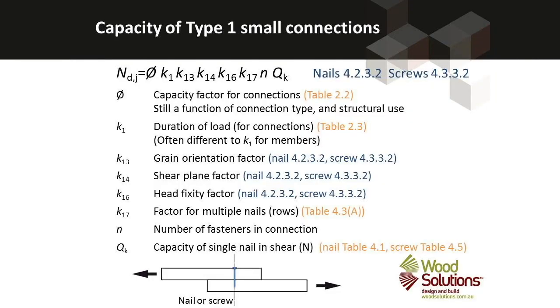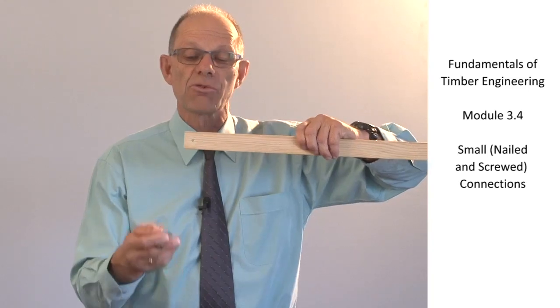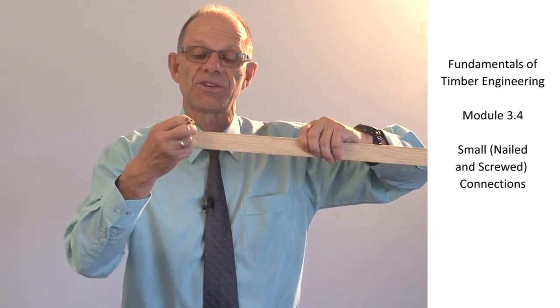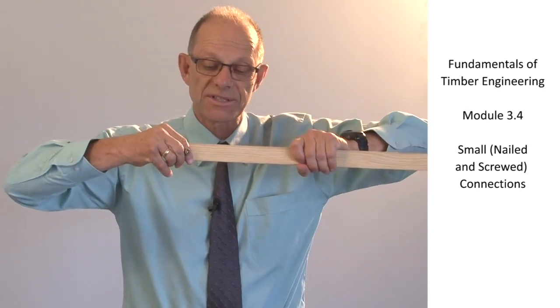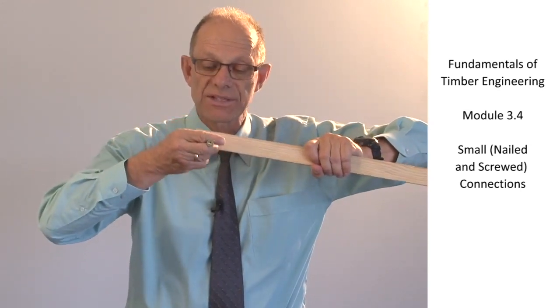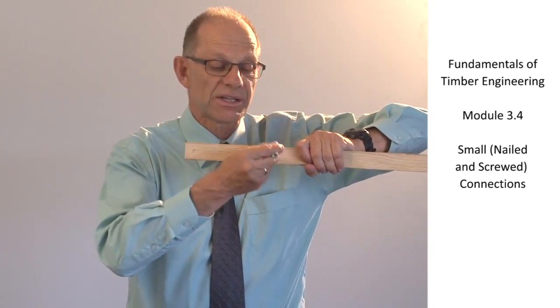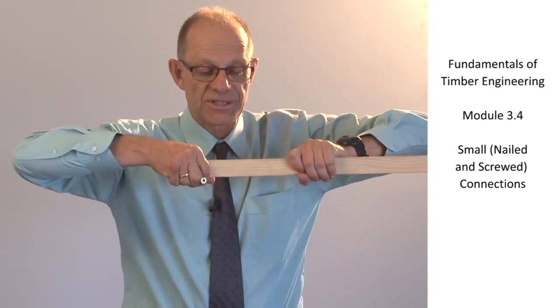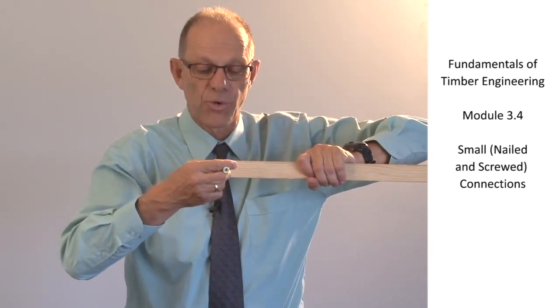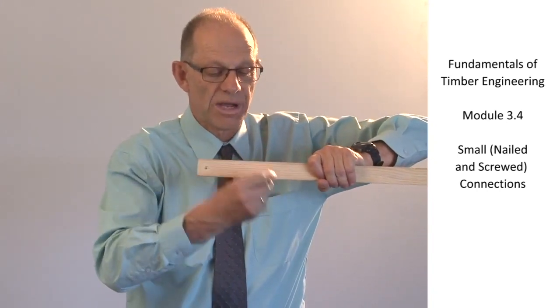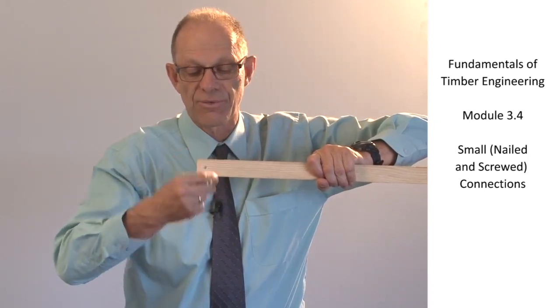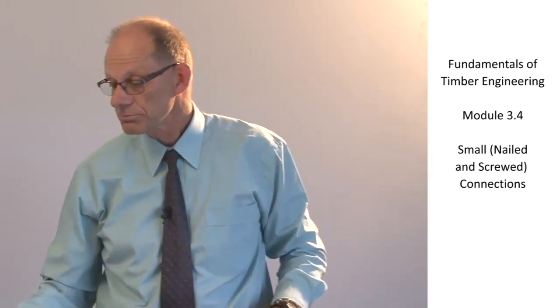K17 factor relates to the numbers of rows of fasteners in a particular connection. A row of fasteners is defined as being perpendicular to the direction of force. So if this is a tension member, a row of fasteners will be in a line like this. So that if this is a tension member and I've got 4 rows of fasteners, those 4 rows of fasteners will be 1, 2, 3 and 4 rows of fasteners.